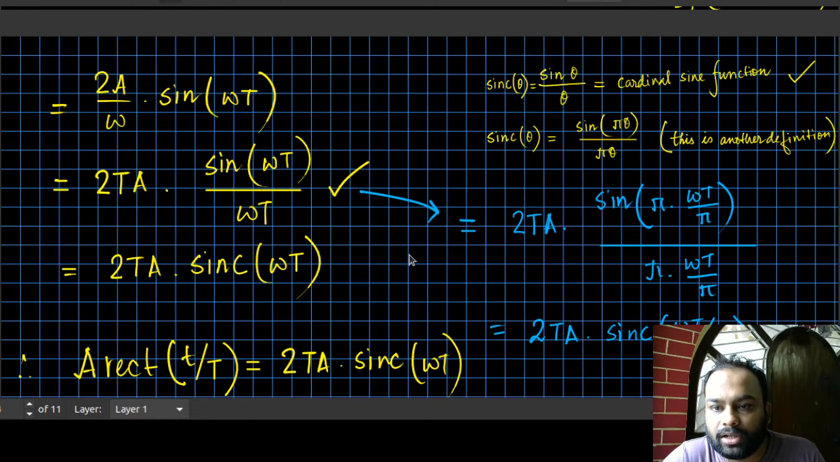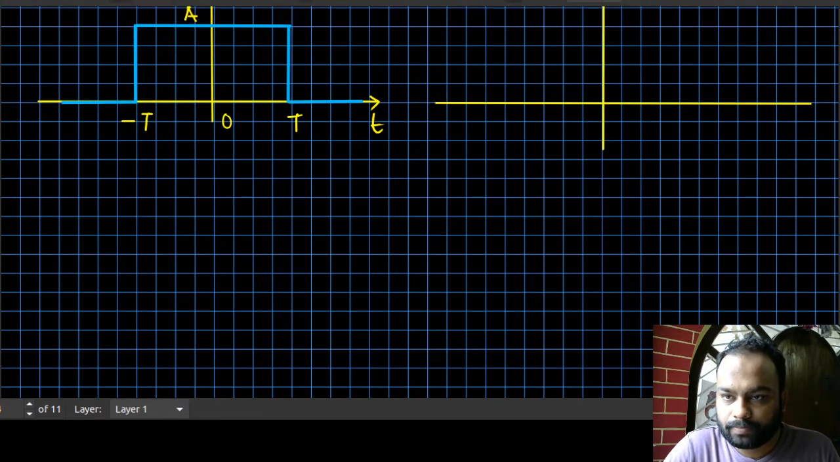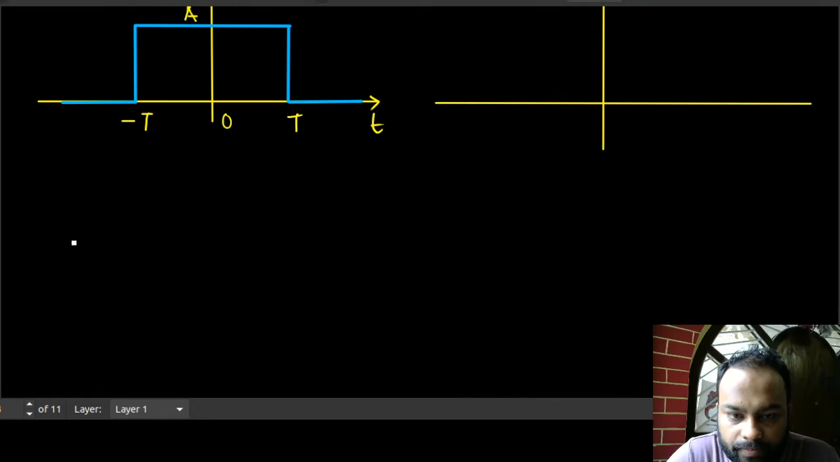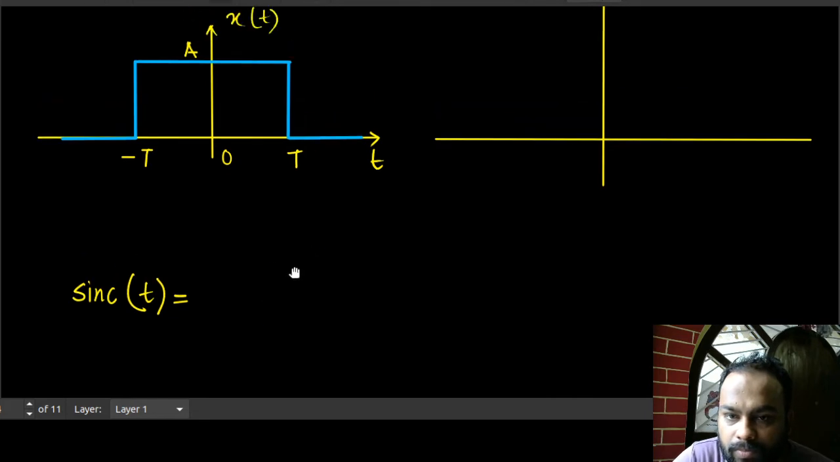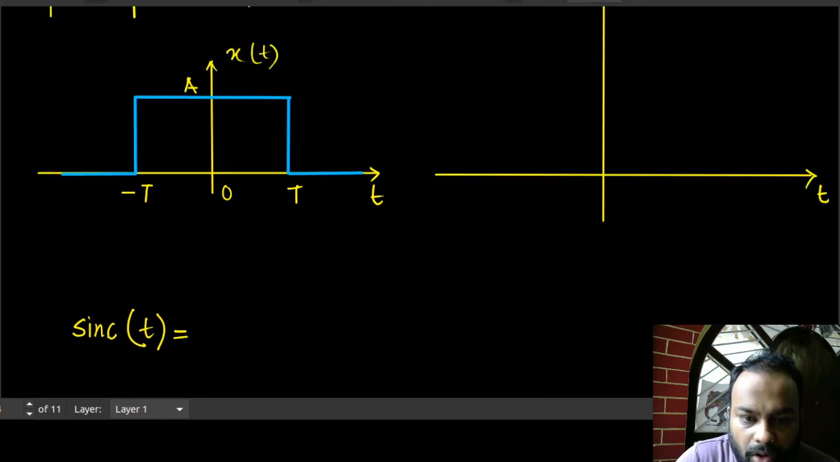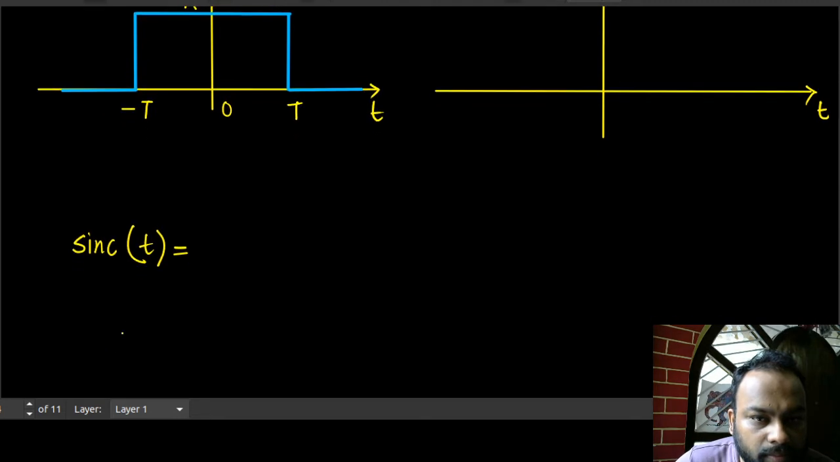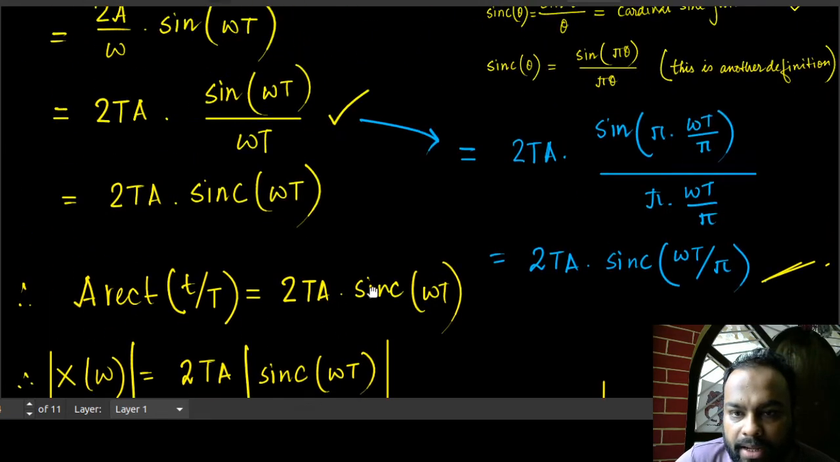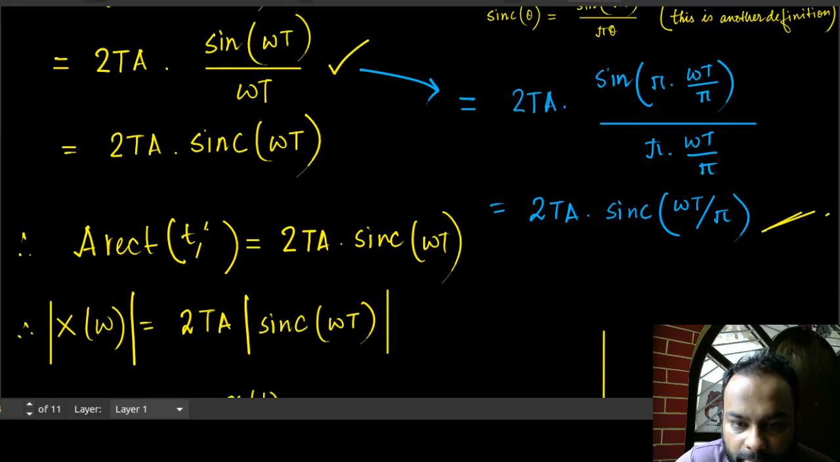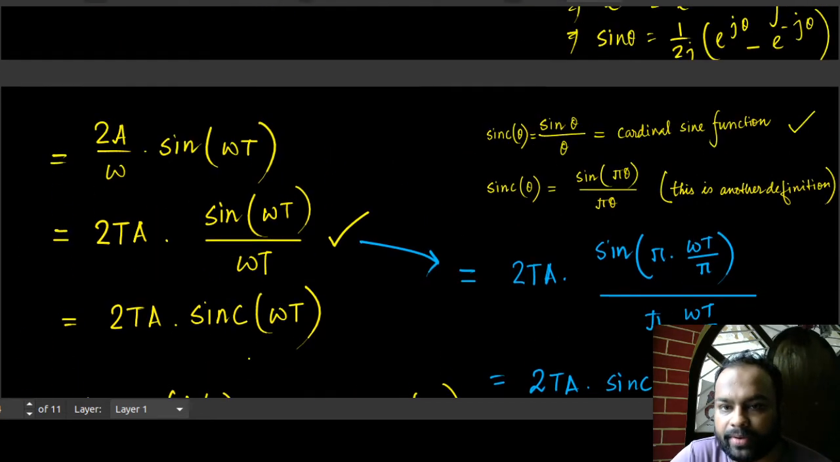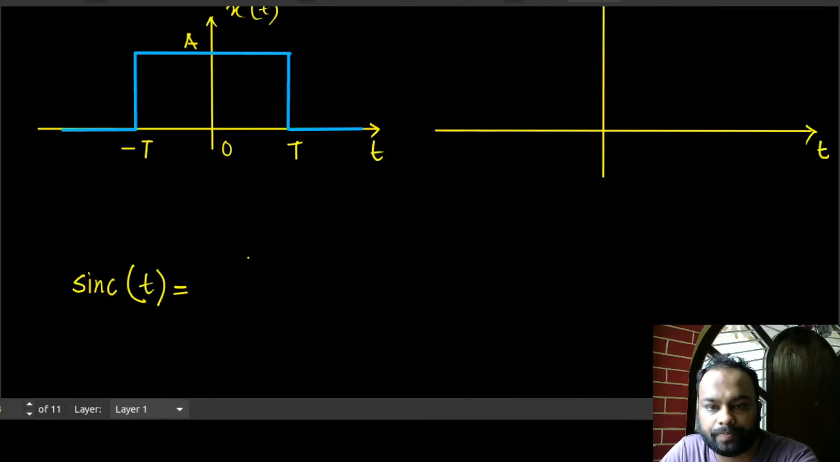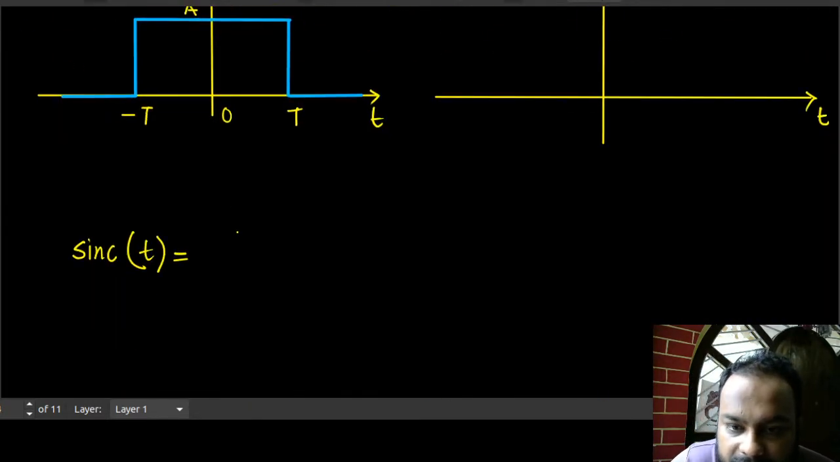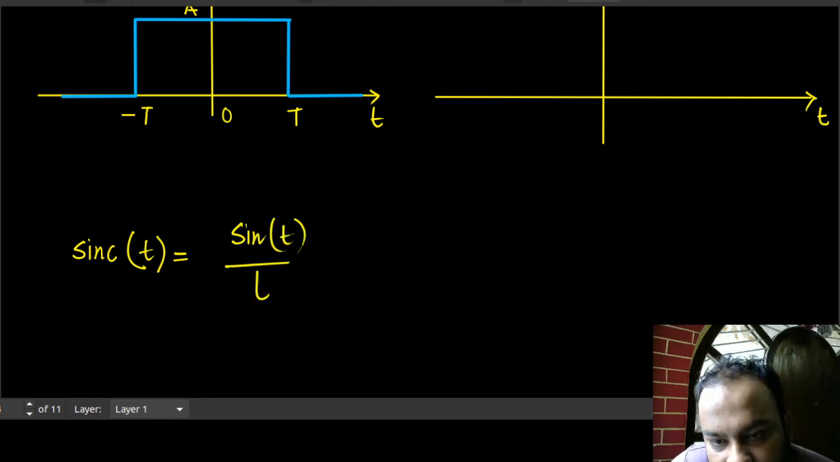So what is the value of the function? Let's look at this Sinc function. Sorry about that, it's going to be 2t. That's going to be 2t, right? That is how we started. So we have Sinc t, and Sinc t is sin t by t.